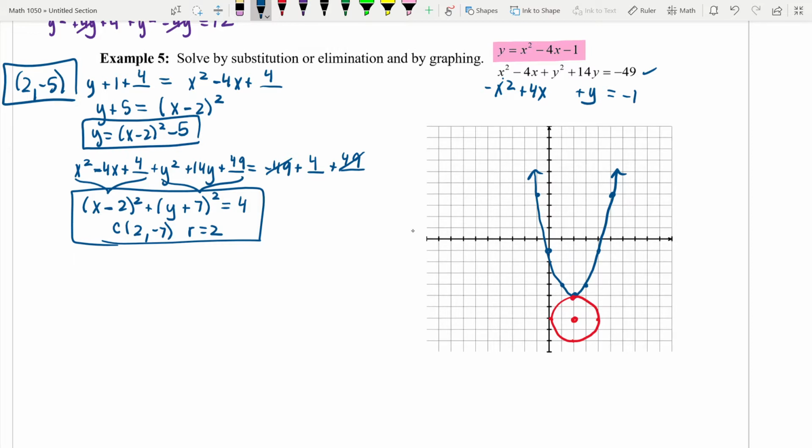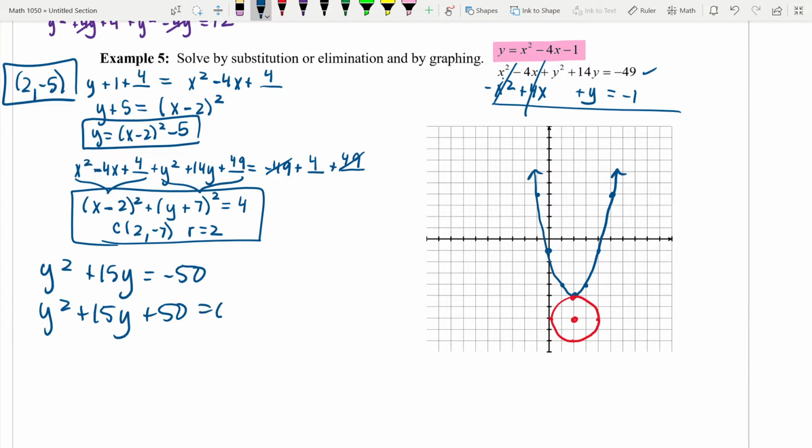Okay, so look how sweet this turns out. X's go away on both of them. So by just moving them over and adding them, I've eliminated all of the x's. So now I have y squared plus 15y equals negative 50. Move your 50 over: y squared plus 15y plus 50 equals 0. Then I factor y and y. Signs are the same, they're both positive. 10 and 5 multiply to give me 50 and add to give me 15. So I get y equals negative 5 and y equals negative 10.